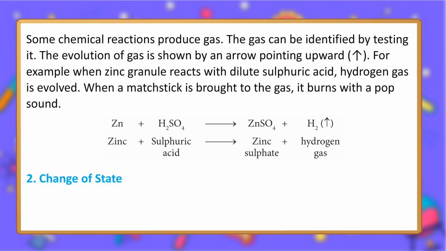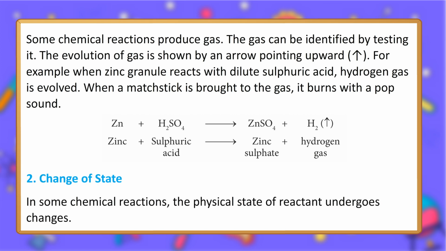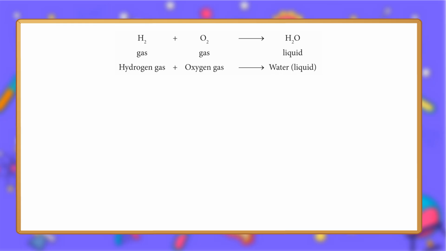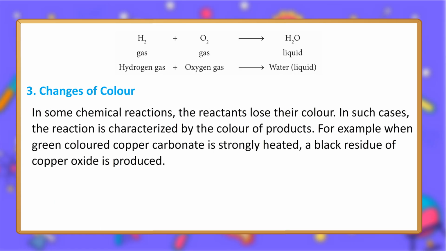2. Change of state. In some chemical reactions, the physical state of the reactant undergoes changes. H2 plus O2 gives H2O. Gas, gas, liquid. Hydrogen gas plus oxygen gas gives water, liquid.